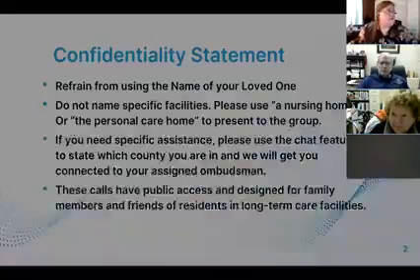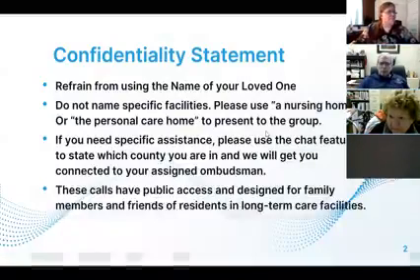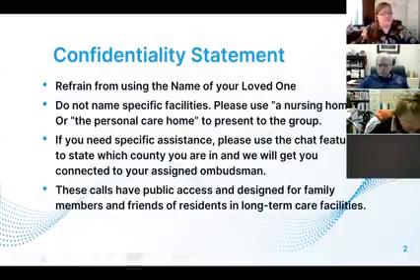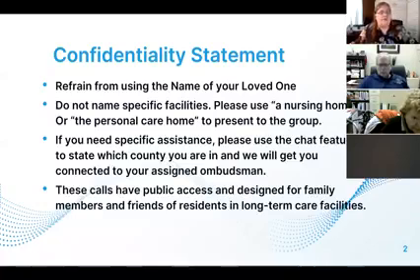We're going to review our confidentiality statement. Please refrain from using the name of your loved one. Do not name specific facilities. Please use a nursing home or the personal care home to present to the group. If you need specific assistance, please use the chat feature to state which county you are in, and we will get you connected to your assigned ombudsman. These calls have public access and are designed for family members, friends of residents, and long-term care facilities.